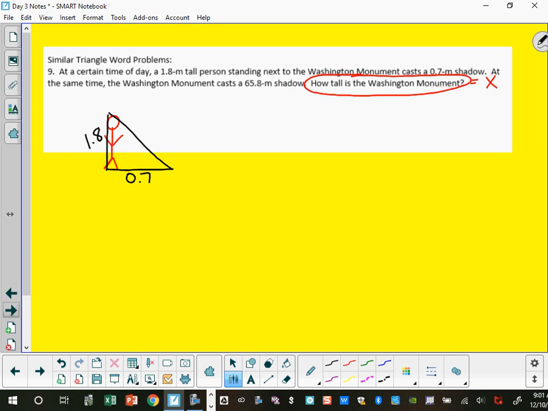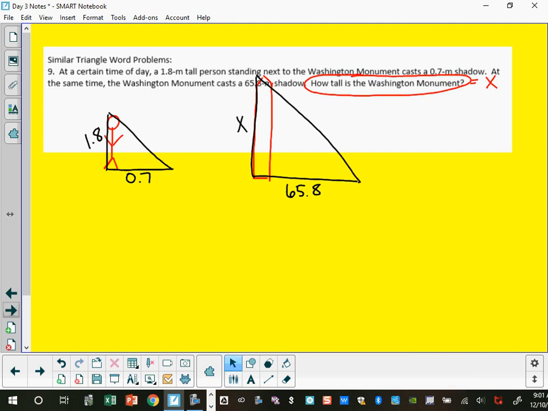Says at the same time, the Washington Monument, so let's draw that here. Say this is the Washington Monument. Has a 65, what's it, 65.8? Yeah. 65.8 meter shadow. How tall is the building? And I can create a triangle out of both of those. Your drawing would not be drawn to scale, but as long as you label your pictures, you're fine.